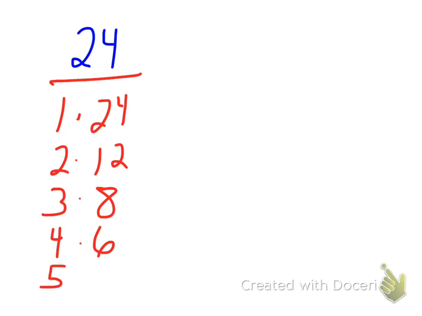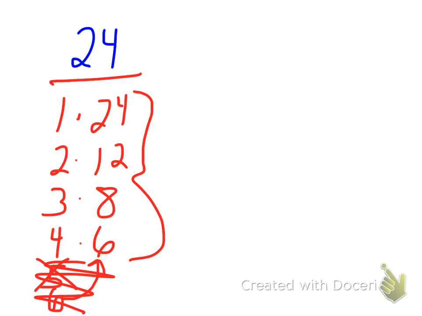And 5 does not work. 5 times, it would be some decimal. So 5 does not work. Notice that my next number I would write would be 6, but since 6 is already part of my column on the right, I am now done, and this is my entire list right here.